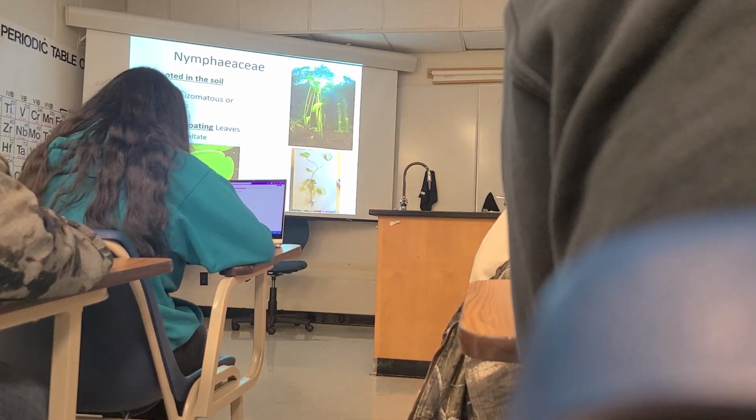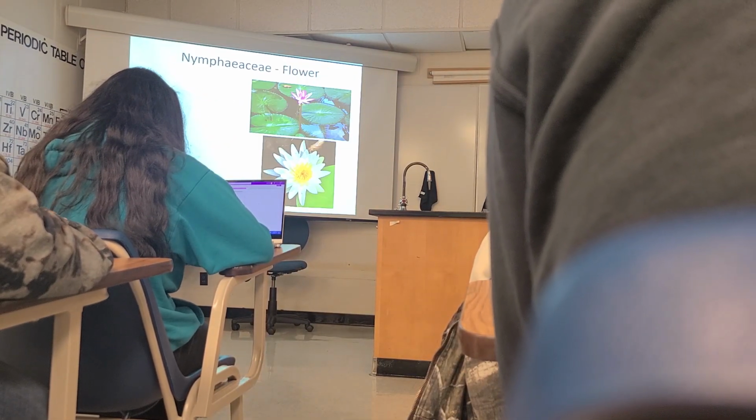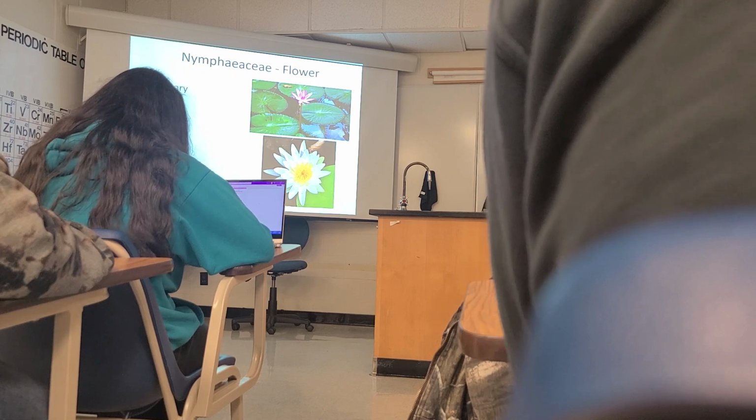Okay, flower-wise, they have solitary flowers, so they're not going to have panicles, racemes, spikes, or anything like that, just a single solitary flower on the stalk. And it is emergent or floating right on the surface. Reason for that is because these do not use water pollination. Water pollination is a primitive method of pollination.